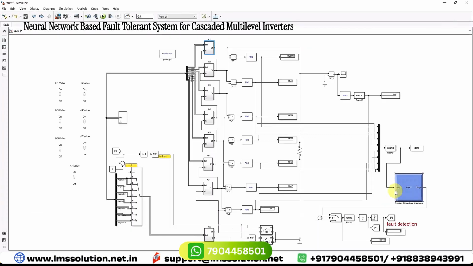Next, the already trained model is used here. It receives the same inputs: the voltage of each H bridge and the overall voltage across the load. It will provide a result of 0, 1, 2, 3 up to 7, and based upon this value we get the fault detection value. So I'm going to turn on these two switches.